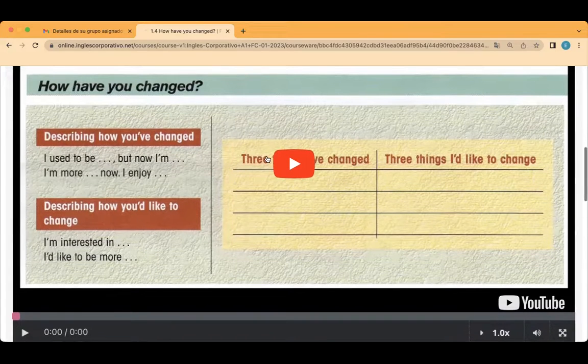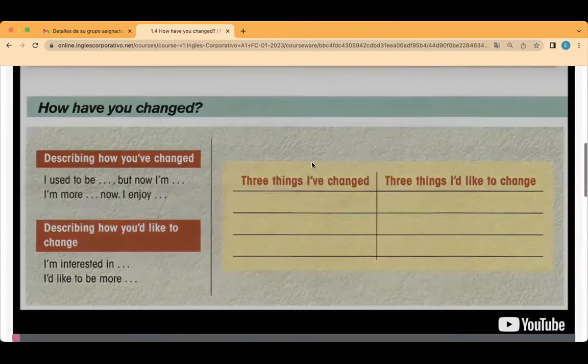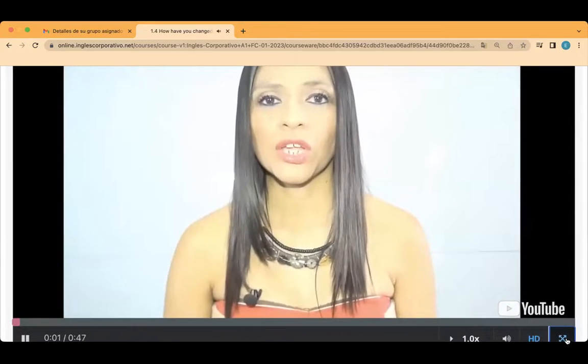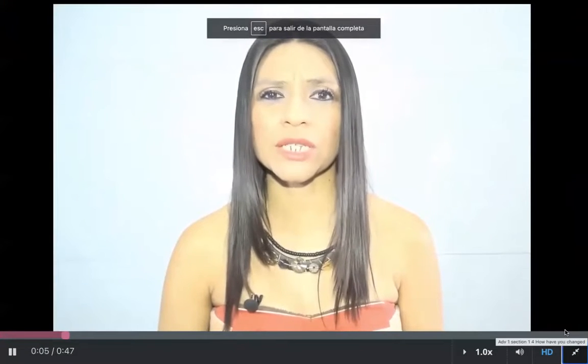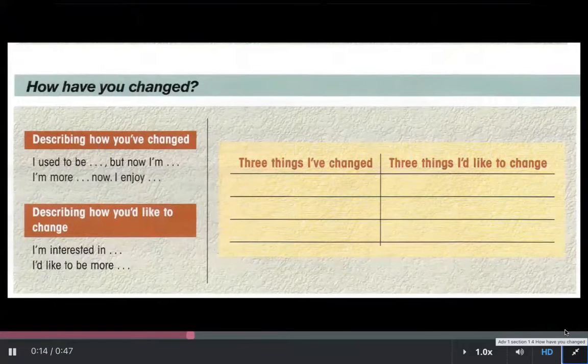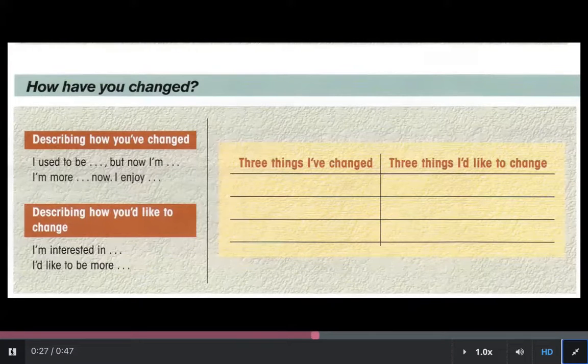So we're going to watch a small video to see how we can use these different expressions to describe how we have changed or other people. Welcome. You know, most people change over the years. How have you changed, let's say, over the last 5 years? What do you want to change now? Complete the following chart. How have you changed? Describing how you've changed. I used to be, but now I'm, and more. Now I enjoy. Describing how would you like to change? I'm interested in, I'd like to be more. Three things I've changed. Three things I would like to change.